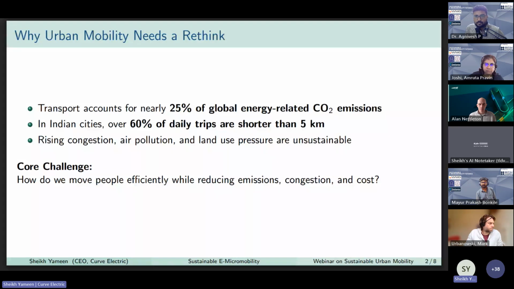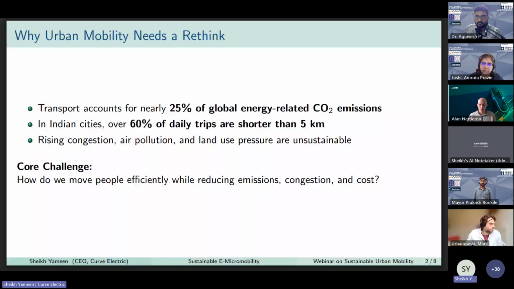Also, one of the key factors that we have seen in the developing world is that the daily rides that people take are not that long. 60% of our daily rides are less than 5 or 6 kilometers in length. That begs the question: do we actually need a car to travel 5 or 6 kilometers, or would a micromobility instrument be more feasible for such a commute?